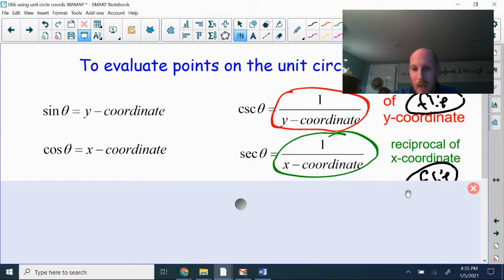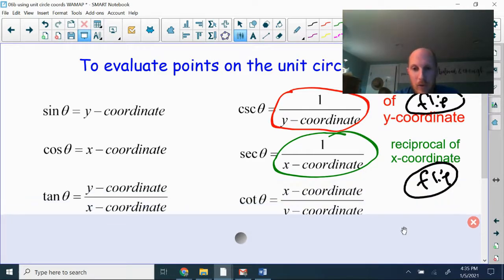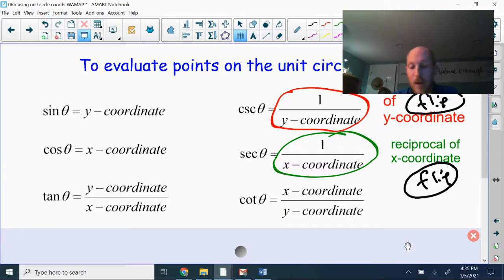Okay, secant is the reciprocal of cosine, and so it is in the textbook written as 1 divided by the x coordinate, but we're just going to take that x coordinate and do the reciprocal of that fraction. And then cotangent is the reciprocal of tangent, which means we'll have the x coordinate on top of the y coordinate in our fraction. And just a word of warning ahead of time, tangent and cotangent are going to be the messier ones because we're going to get fractions.